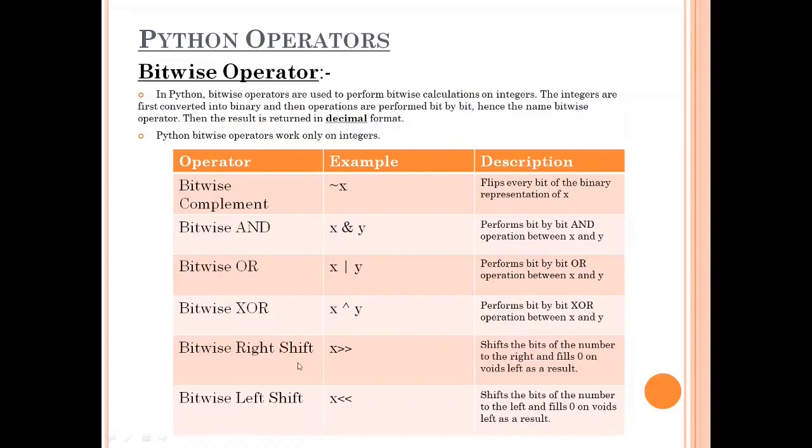The bitwise right shift operator actually shifts the bits of the number to the right and fills 0 on the voids left as a result. If the description seems a bit cryptic to you, don't worry at all. We will look at examples of all these operators one by one. So without wasting any time, let's get started on the bitwise operators. Let's flip to Jupyter Notebook.